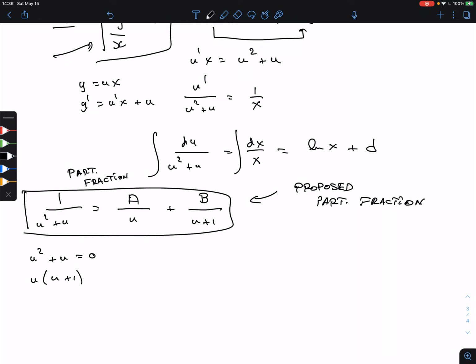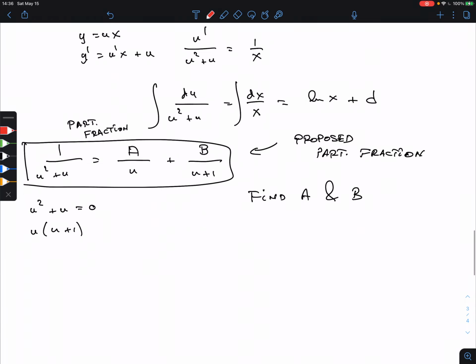What we need to do is find a and b. So find a and b, and there are unique numbers. Okay, so first thing we do is of course cross multiply, get rid of the denominators. So we multiply everything with u squared plus u.